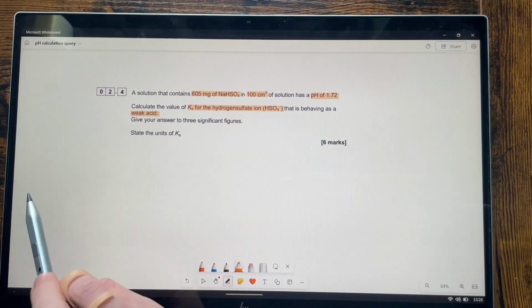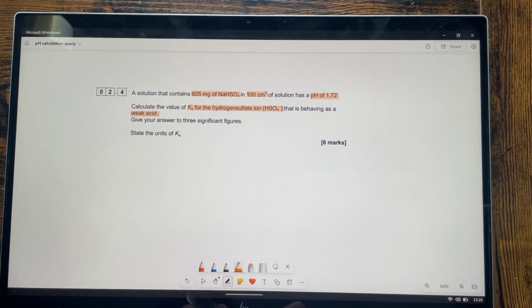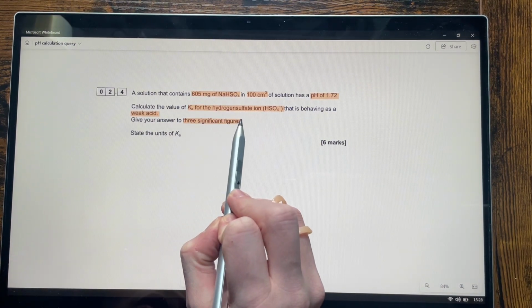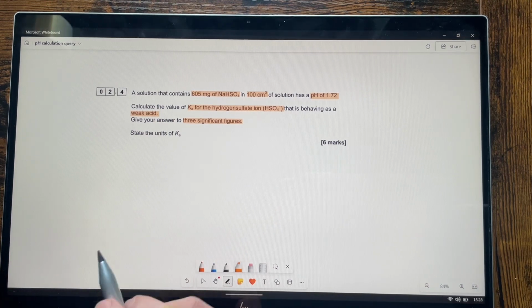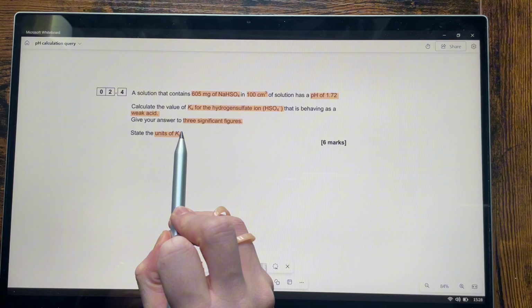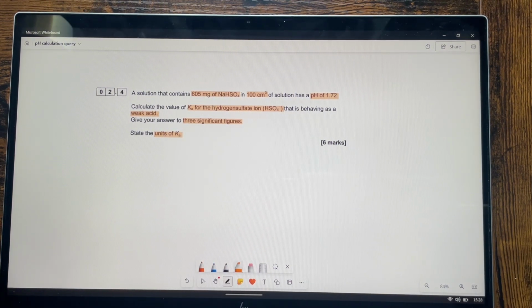Now, we already knew it was behaving as a weak acid because they've already mentioned that we're going to be calculating a value for Ka. Then it says give your answer to 3 significant figures. So that is going to be essential for the answer mark here. If you don't give it to 3 significant figures, you won't get that final mark. And we also have to state the units of Ka as well. So there's a couple of places you might wish to start here.